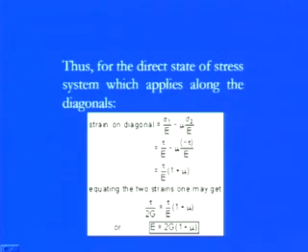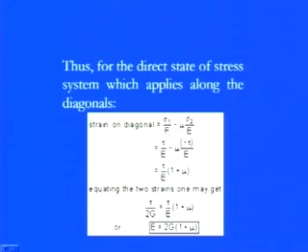So for the direct state of stress system applied along the diagonal, we can get the strain at the diagonal, as we discussed in the previous case: the strain on the diagonal equals sigma 1 by E minus mu times sigma 2 by E. If we apply load in one direction, there is an extension, created by sigma 1, the dominating parameter, so sigma 1 by E, and in the other direction there is a contraction, so minus mu times sigma 2 by E.